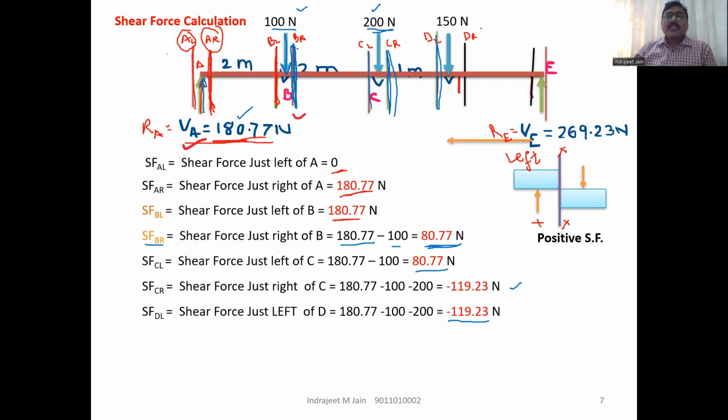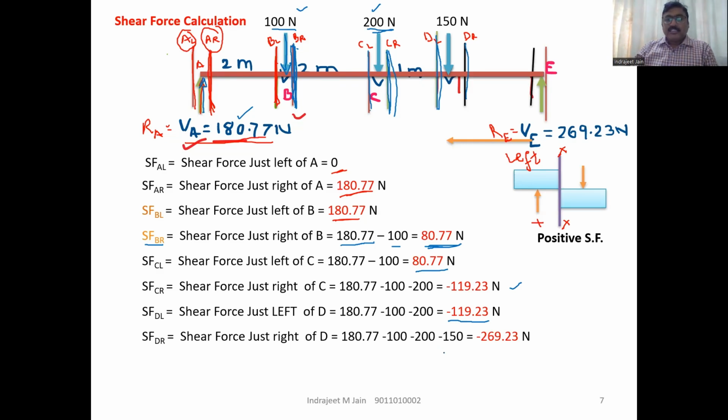Next section is D right. In D right, you can see the 150 Newton downward force is added. All the other calculations are the same. Only this downward 150 is added on the left side of D right. So we got the value at D right as minus 269.23.